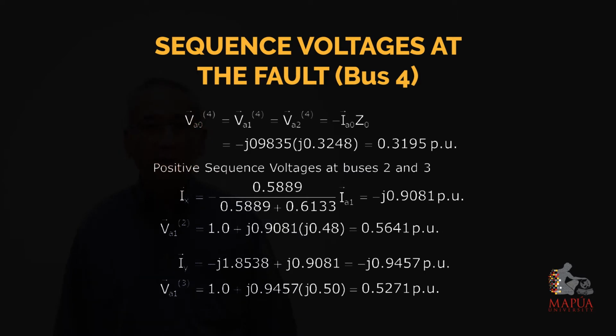So thus, for the positive sequence voltage at bus 3 to be equal to 1.0 plus j0.9457 multiplied by j0.50. And that gives us 0.5271 per unit.